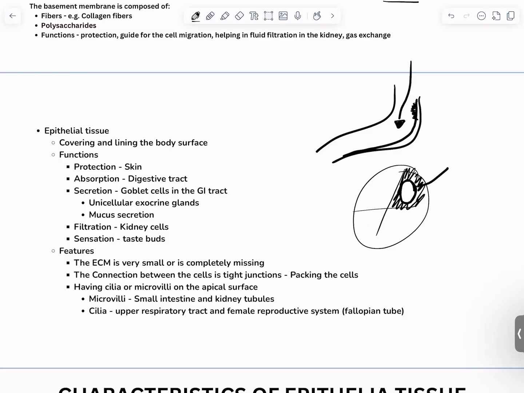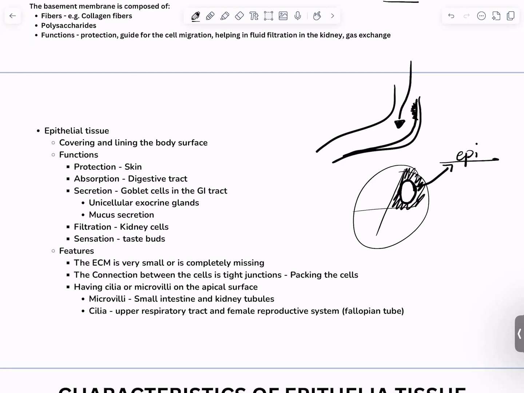So remember that it must be covered by a kind of epithelial tissue because it has contact with other stuff. That's a very, very important thing to remember, the definition of the body surface. So covering and lining the body surface is the main location and function of the epithelial tissue.